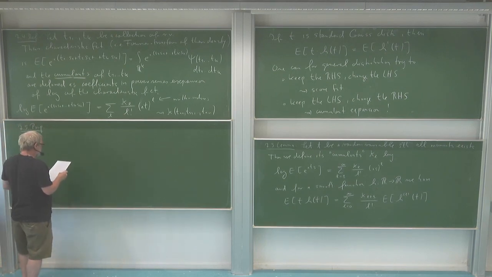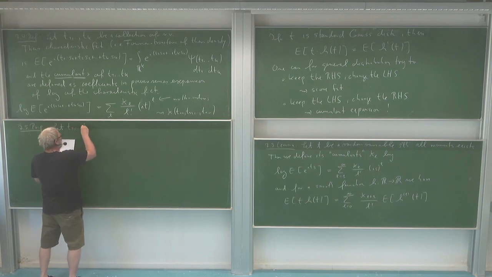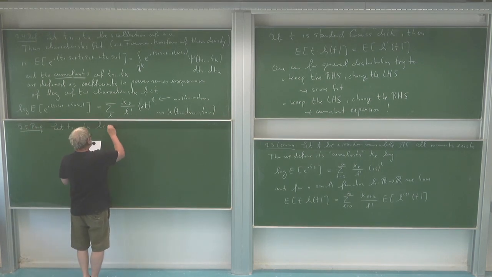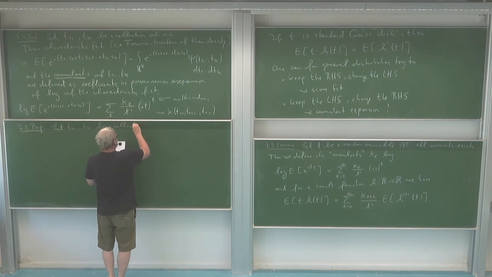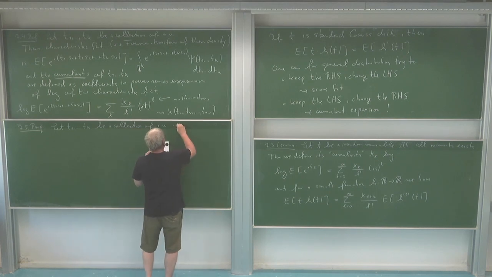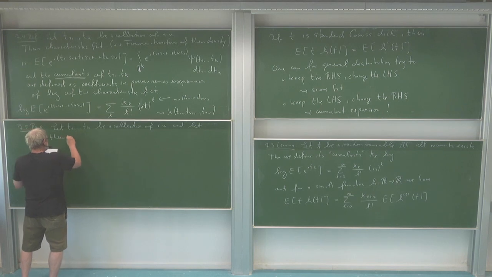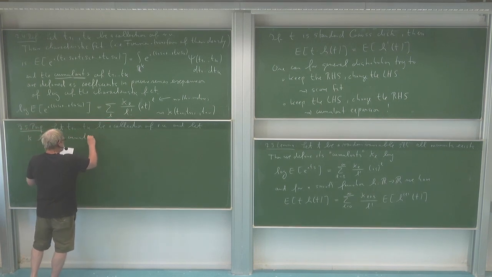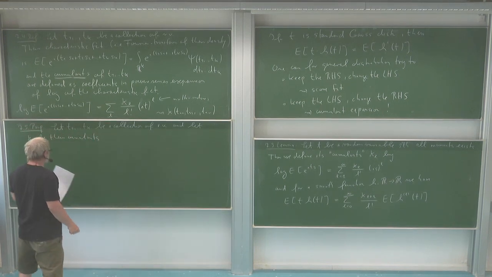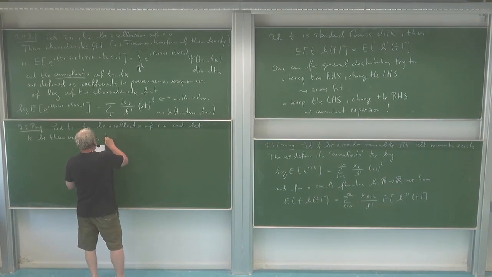Okay, so that's our cumulant expansion. The same setting as before: I have a collection of random variables, and let kappa be their cumulants, which are defined by this power series expansion of the logarithm of the characteristic function. And then again we have a statement like this.